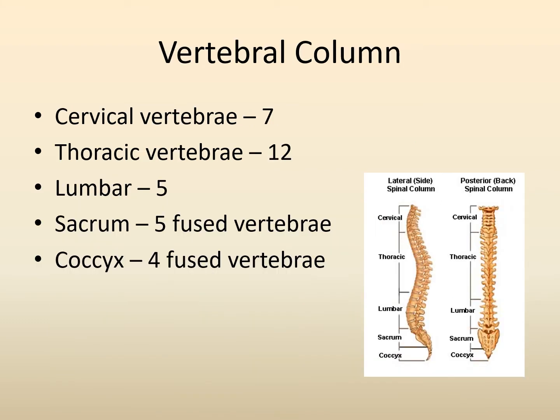The vertebral column, the purpose is that it is helping to protect the spinal cord. It is divided into sections. Starting at the superficial at the top, you have 7 cervical vertebrae. Then you have the 12 thoracic vertebrae, 5 lumbar vertebrae. The sacrum is 5 fused vertebrae together, and then the coccyx is 4 fused vertebrae together.